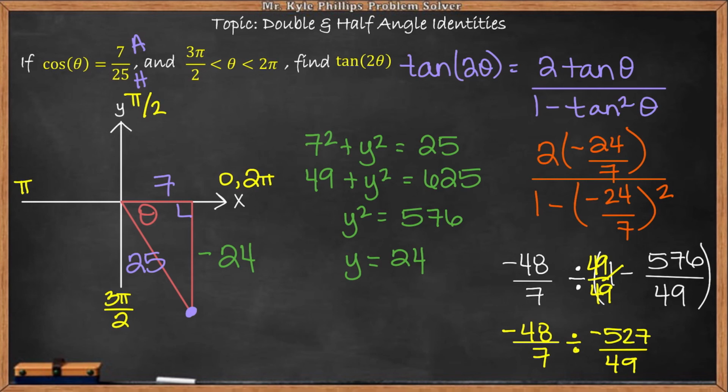So tangent of 2 theta here is going to be 336 all over 527.